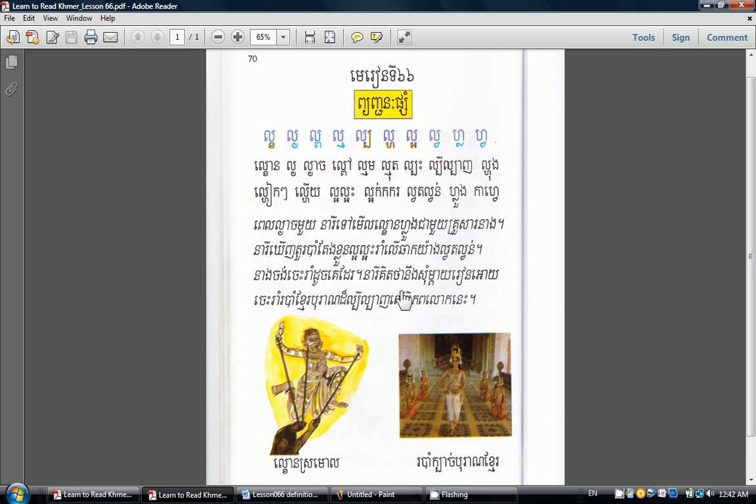This first picture is read Lkhaon Sramol and the last picture is read Robam Kbach Boran Khmer.